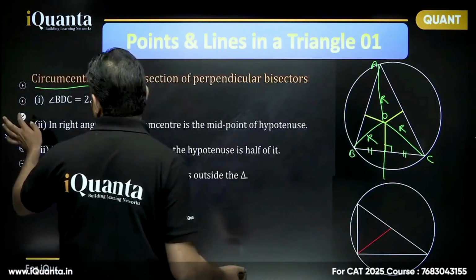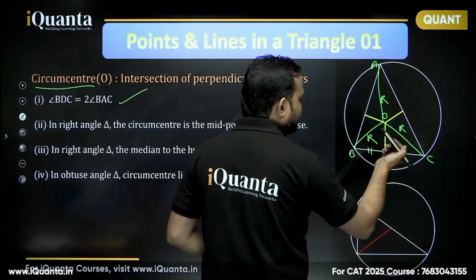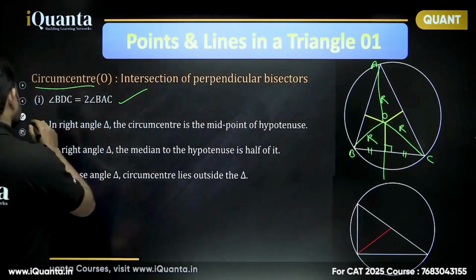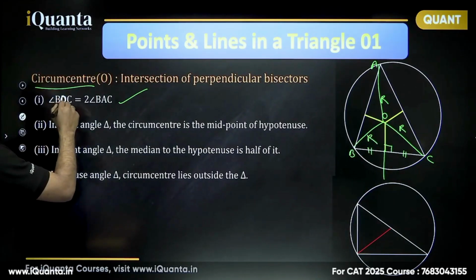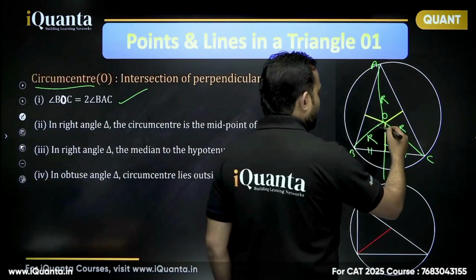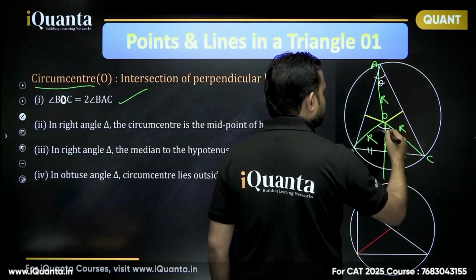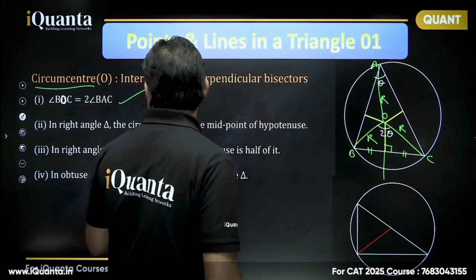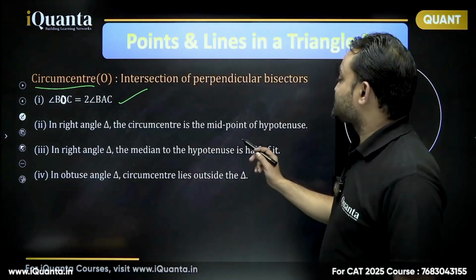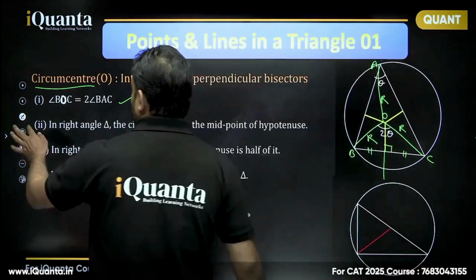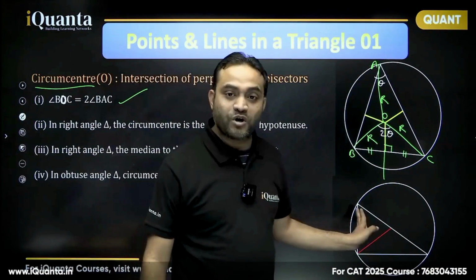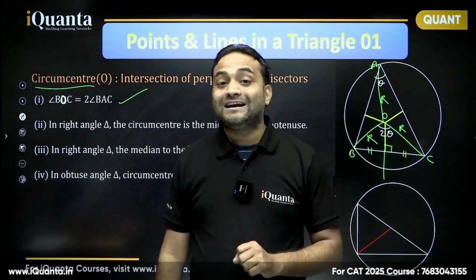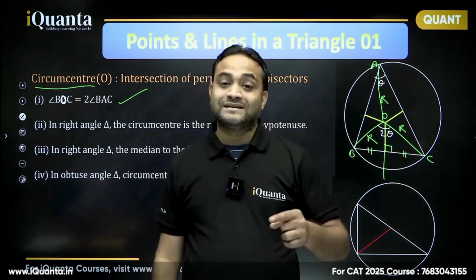Angle BDC. Which angle is BDC? BDC. It should be BOC actually, not BDC. This is BOC is equal to twice of angle A. If this is angle theta, then this will be 2 theta. We will see these properties in circle also. Then comes in right angle triangle, the circumcenter is the midpoint of hypotenuse. The circumcenter is the midpoint of hypotenuse. In circle there is a very popular property that the angle made by the diameter on the circumference is 90 degree.